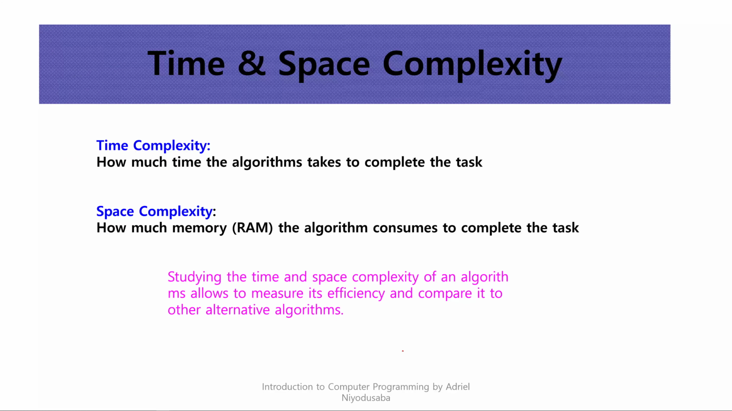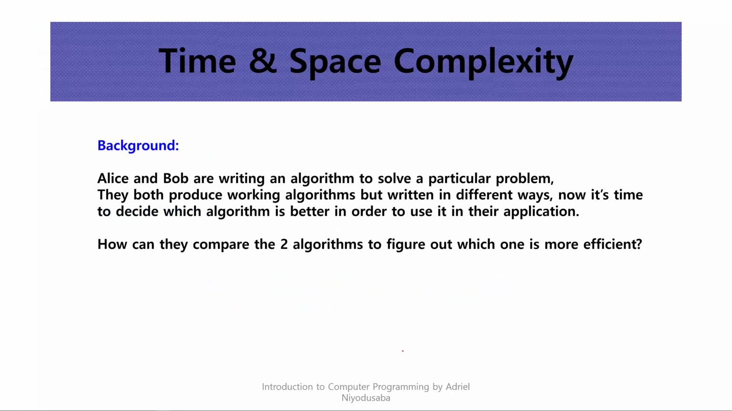So starting quickly, what is space and time complexity? The time complexity is simply how much time the algorithm takes to complete the task. So how long does it take from the start to finish? And the space is about how much memory or RAM the algorithm consumes to complete the task. So when we study the time and space complexity of an algorithm, then we can judge if it's a good algorithm. We can judge how efficient it is, and we can compare it against alternative algorithms.